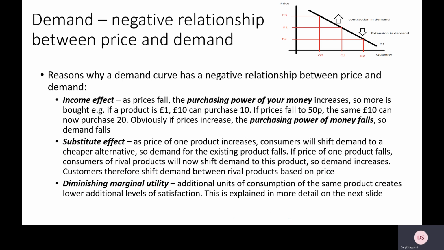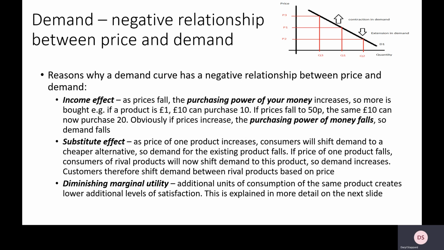Right, now what we've therefore got is a negative relationship between price and demand. So this means as prices go up, demand will fall. We're going to get that contraction in demand. If price levels fall, then we're going to get higher demand, so we're going to have an extension in demand. Now, there are three different reasons why this happens. We've got the income effect, the substitute effect, and then something we call diminishing marginal utility.